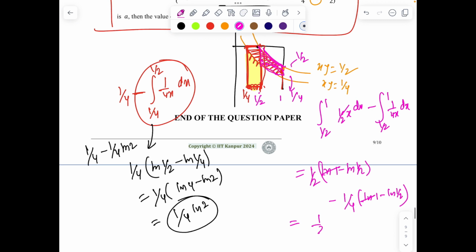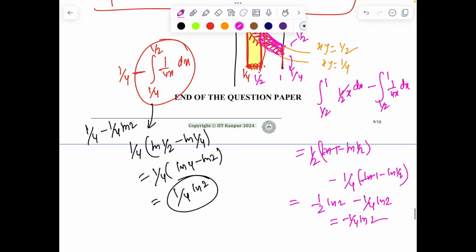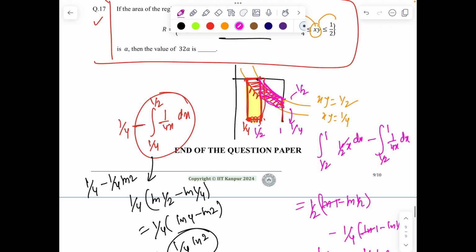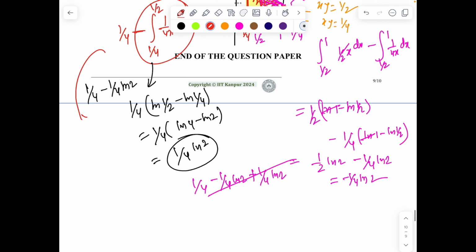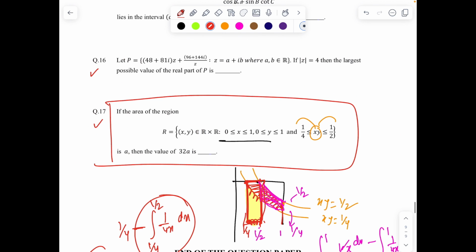So ln 1 is gone, ln 1 is gone. We have half ln 2 and we have minus 1 by 4 ln 2. Okay, so that gives minus 1 by 4 ln 2. So final answer is 1 by 4 minus 1 by 4 ln 2, and that gives plus 1 by 4 ln 2, so that gets cancelled. And if we calculate this, 1 by 4 minus this total area minus that area, we are getting 1 by 4 ln 2, as you can see. So the final answer is 1 by 4 minus 1 by 4 ln 2 plus 1 by 4 ln 2, that gets cancelled, and 1 by 4 is the answer. So this was a super easy problem. So 1 by 4 times 32 is 8. Don't write 1 by 4, okay.